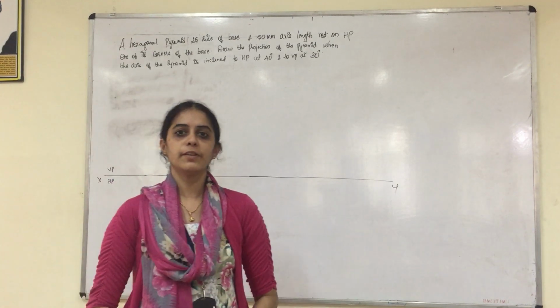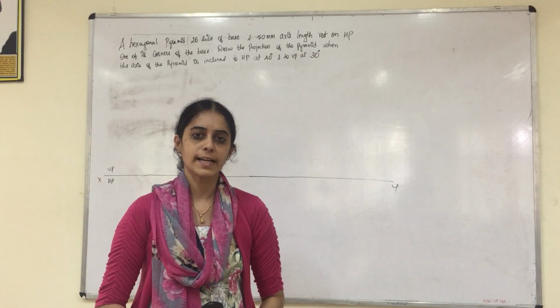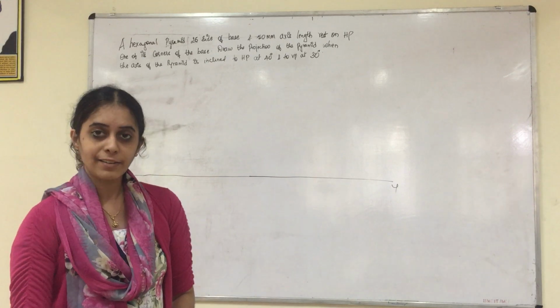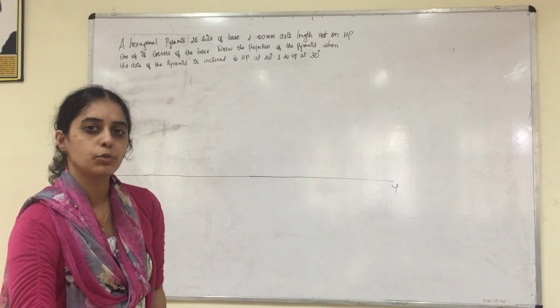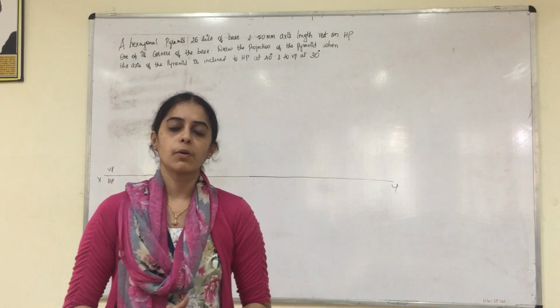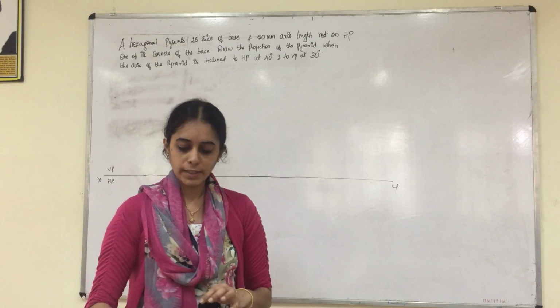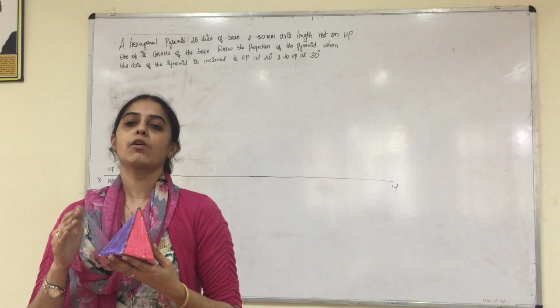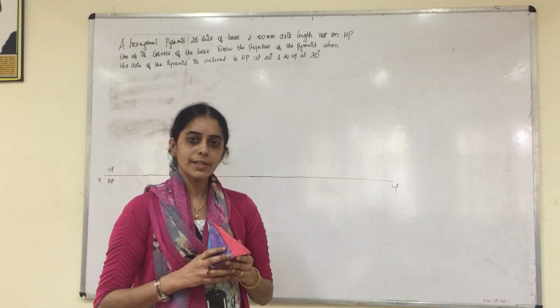So welcome everyone. Today we'll be solving a problem on hexagonal pyramid. We have dealt with the problem description in the Google Meet already. I'll just show you a demonstration of how to solve the beta angle problem, when the given hexagonal pyramid is resting on one of its edge and one of its corner.